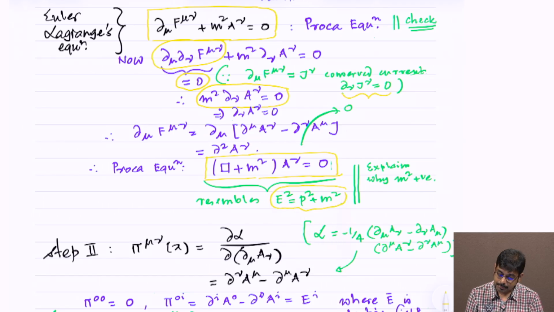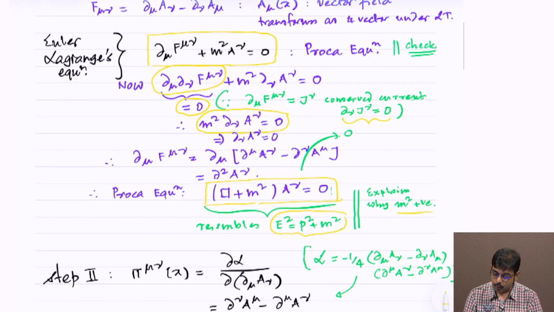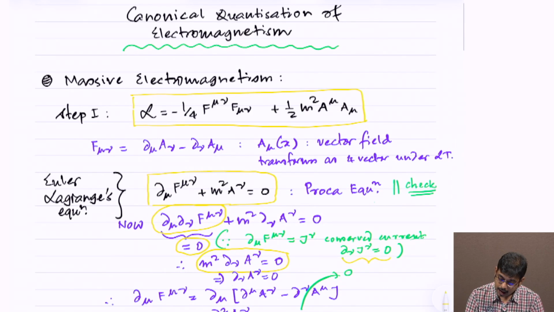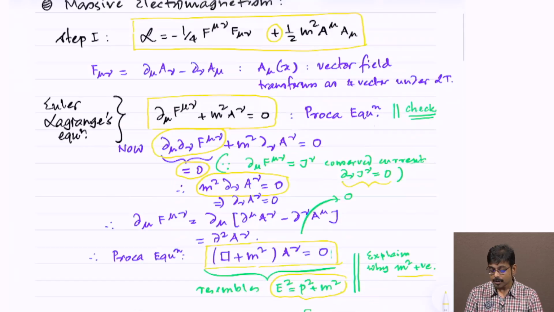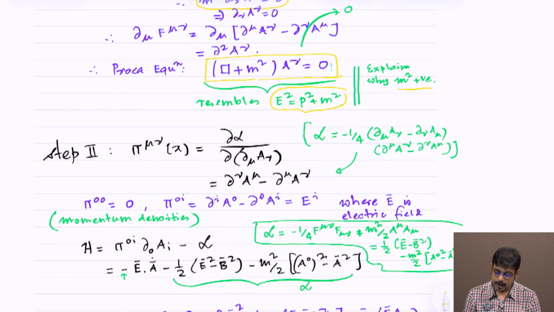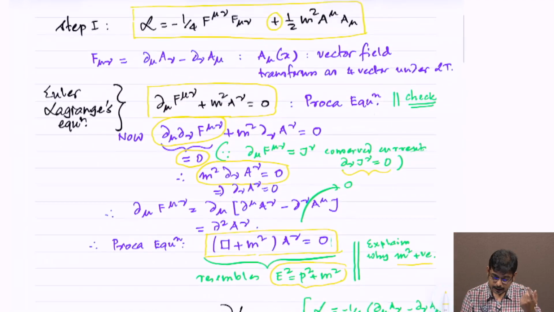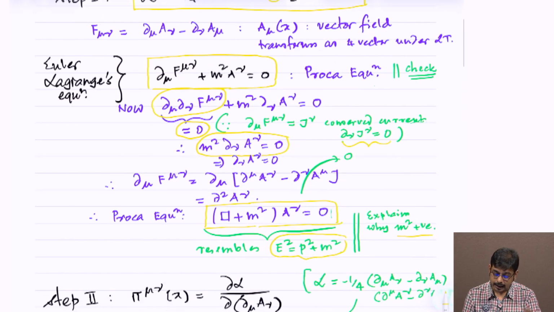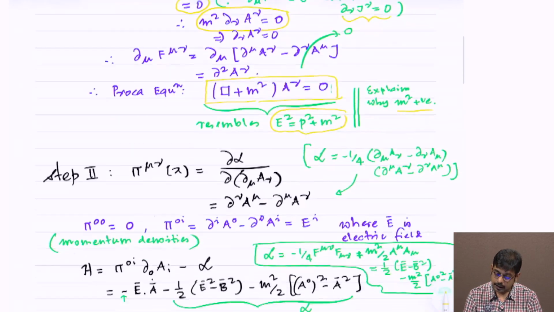And this also explains why in this Lagrangian I took a plus sign for the mass term, because the equation of motion should resemble this E square equal to P square plus m square kind of a term. So, this is the construction of the Lagrangian and then the equation of motion for the electromagnetic field.